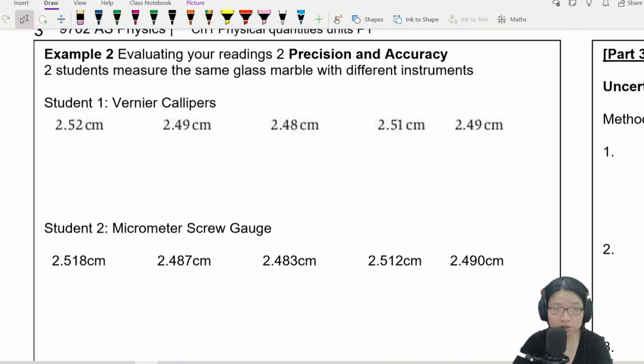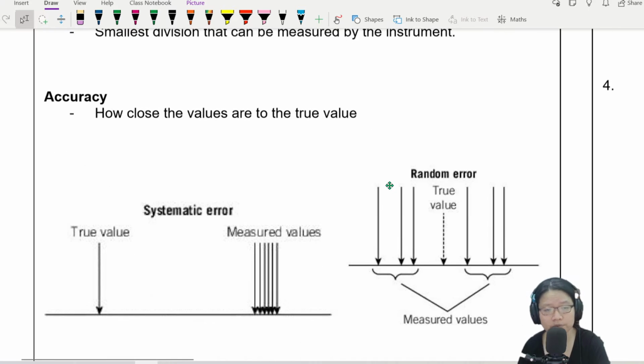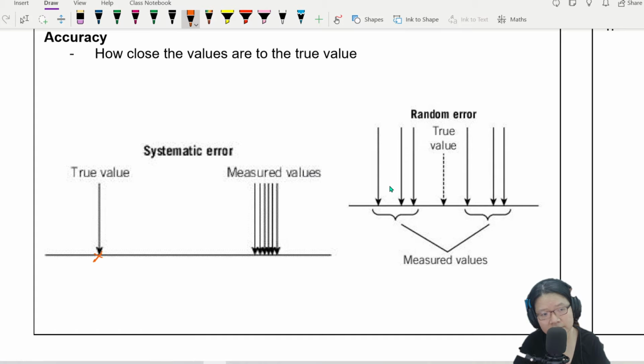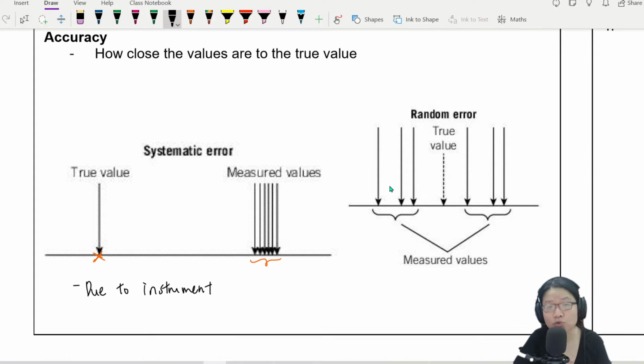Okay, so you have understood systematic and random error. Just to give you a quick picture to show this. The true value is on the left for systematic error. You can see we're supposed to get this, but all the values measured are here. So this is a systematic error. Problems are normally due to the instrument and cannot be improved or rectified by taking the average.